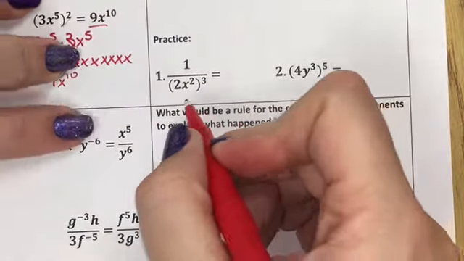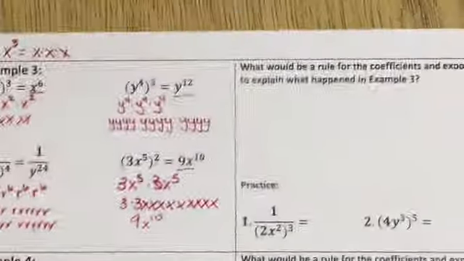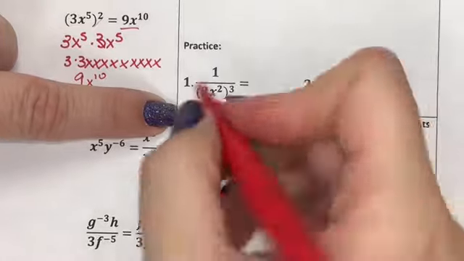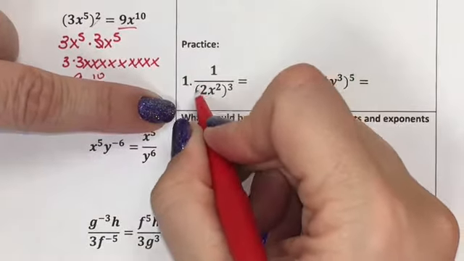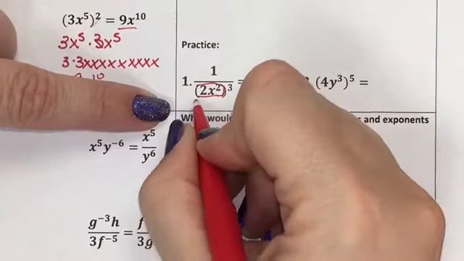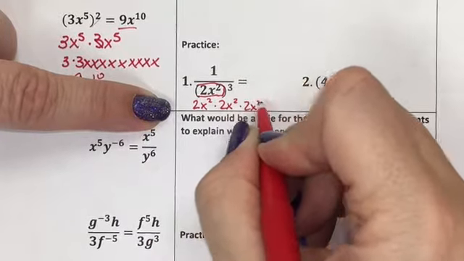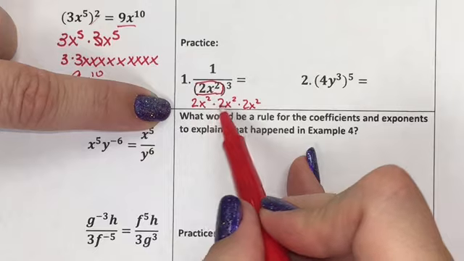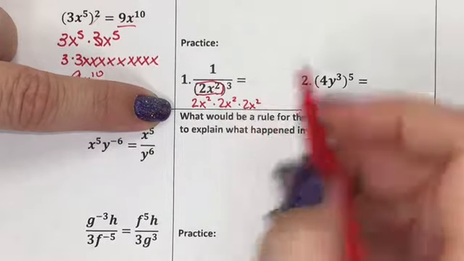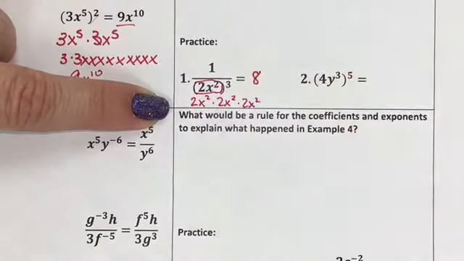So let's talk about this. Just like we did in this example here, you've got 2x squared to the 3rd, which means there are 3 2x squareds. So that means 2x squared times 2x squared times 2x squared, right? Now, 2 times 2 is 4. 4 times 2 is 8. So that's going to be your coefficient in the answer.